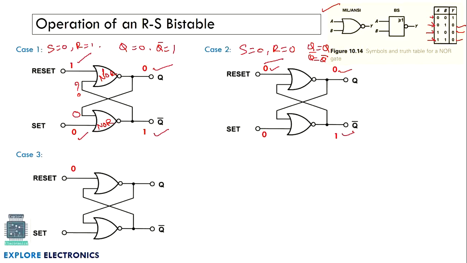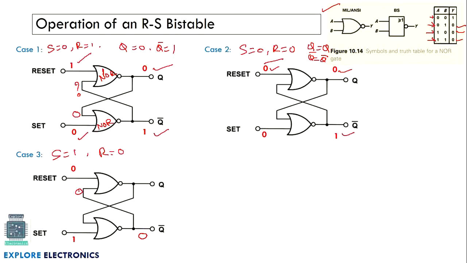And let us analyze case 3. In case 3, we are treating R is 0 and S is 1. Here, let us treat it as S is 1 and R is 0. So here in this NOR gate, one input is 1. Obviously, when one of the inputs is 1 for the NOR gate, we can predict the output as 0.